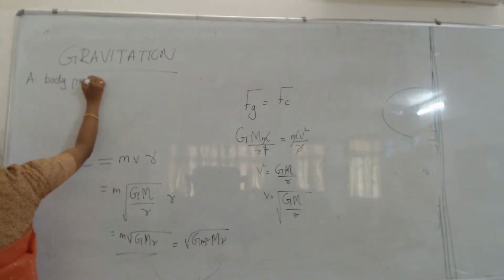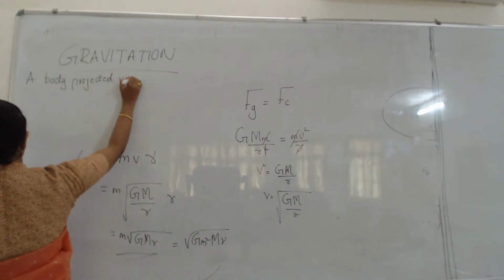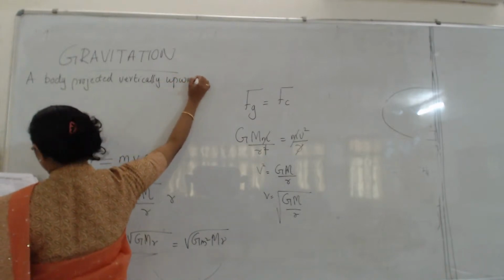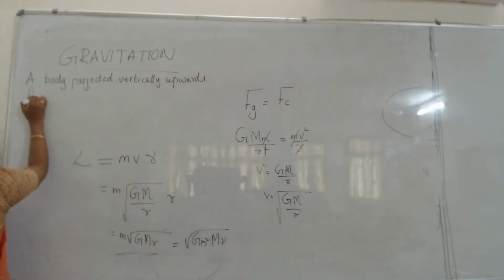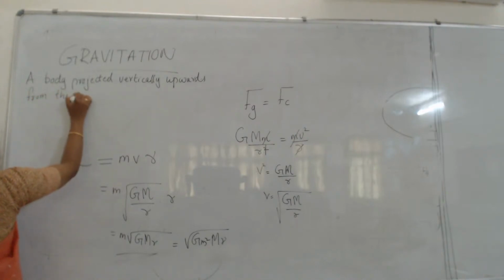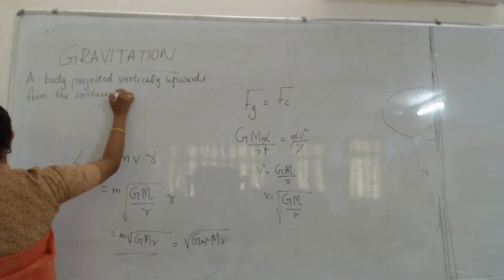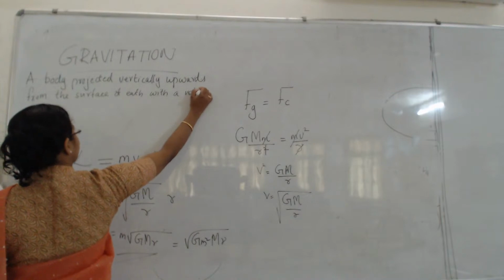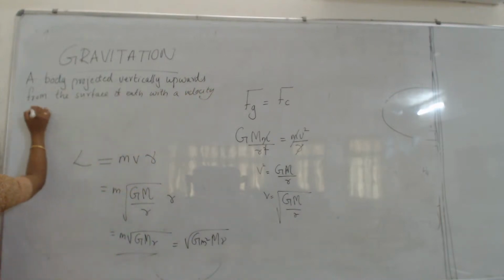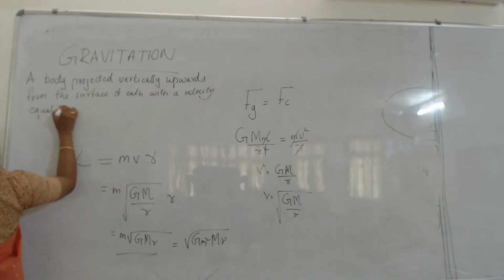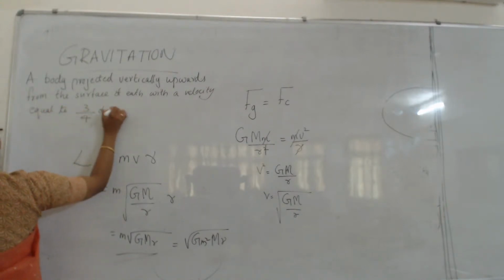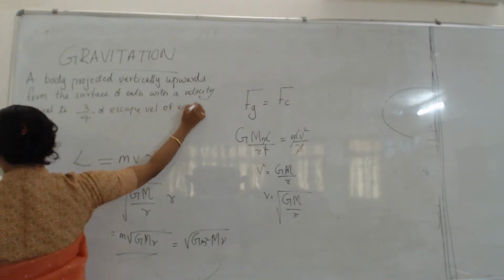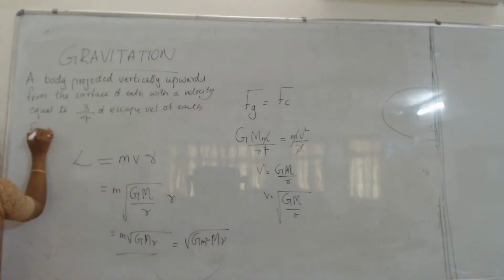A body projected vertically upwards. A body projected vertically upwards from the surface of Earth with a velocity equal to 3/4 of escape velocity. Find maximum height.